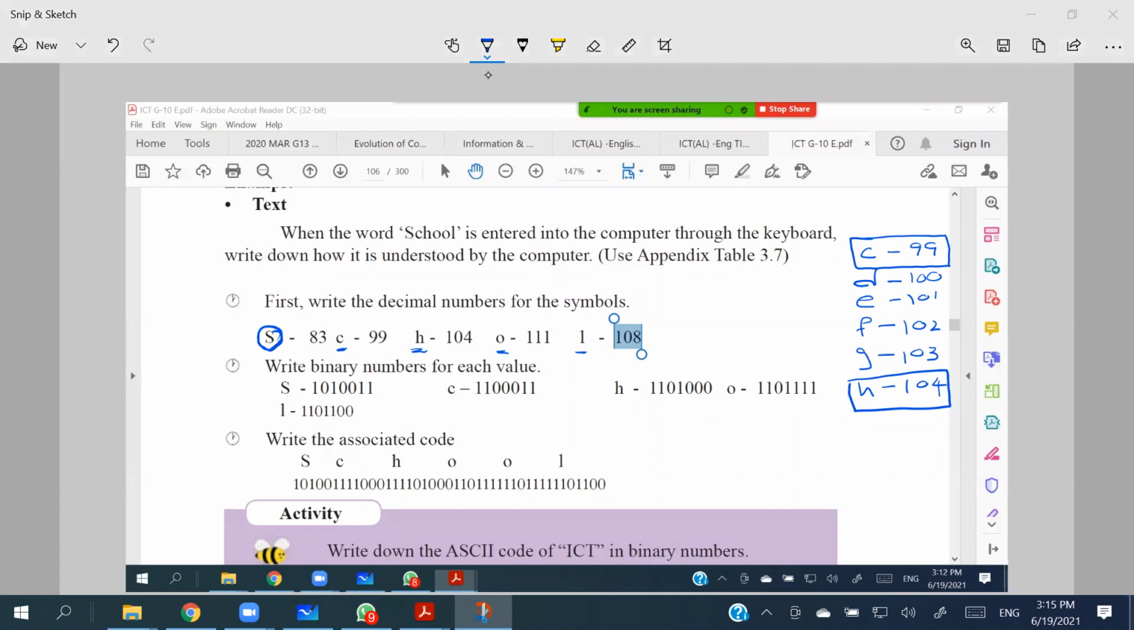When you know one particular number of a letter, you can find the numbers of the other letters, or the values of the other letters.